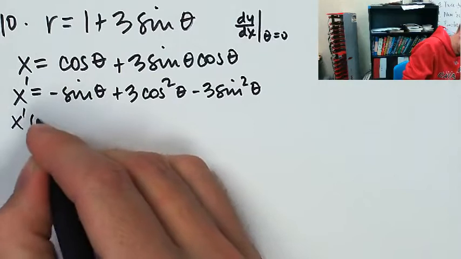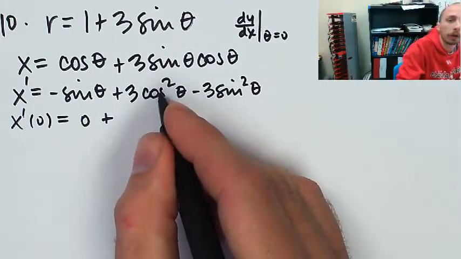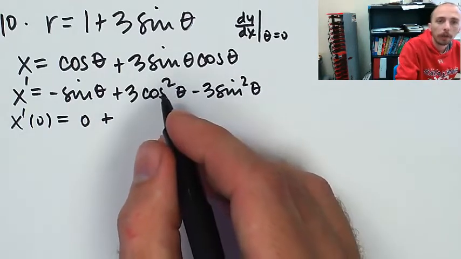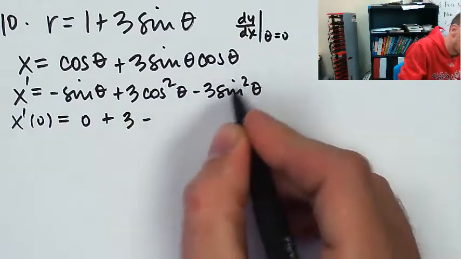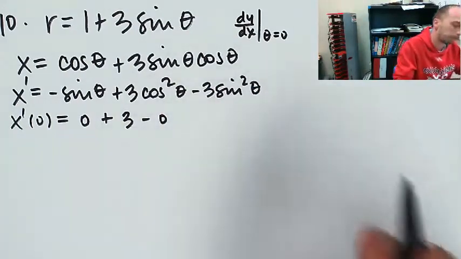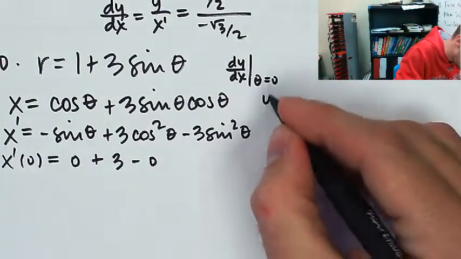And x prime of 0 would be sine of 0 is 0. 3 times, well, cosine of 0 is equal to 1. So I square 1, I'm still going to have 1, so it'll be 3. And then sine of 0 is 0, so this is also going to be 0. Okay. That's good. Now I'm going to do the same thing with y.